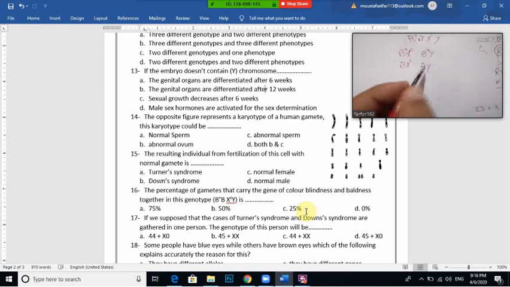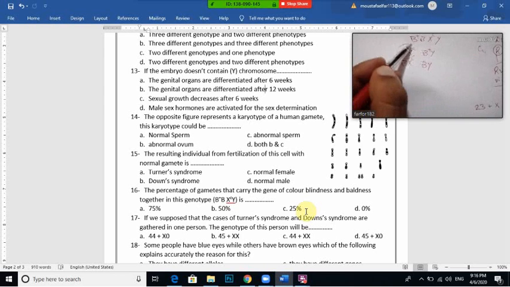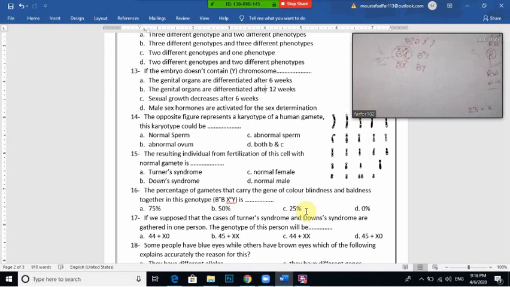Which one of them carries both the gene of baldness and color blindness is of course the first one. B plus carries the gene of baldness, and X small c carries the gene of color blindness. So the ratio of this gamete is 1 over 4, or 25% of the resulting generation.